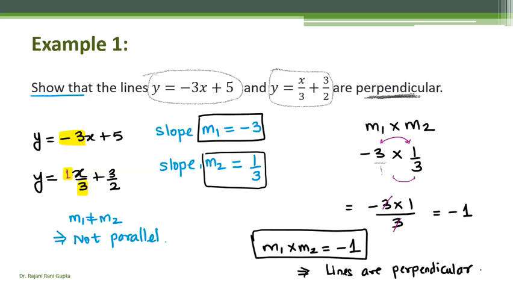Okay. So again, recall what you have to do. The lines are given, find their slope. And if it's equal, lines are parallel. If it's not equal, check the product. If the product is coming equal to -1, the lines are perpendicular.